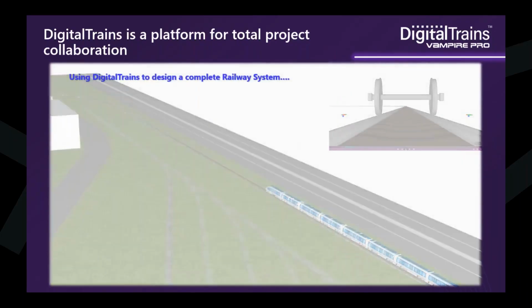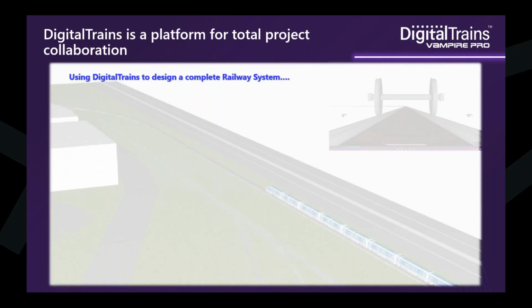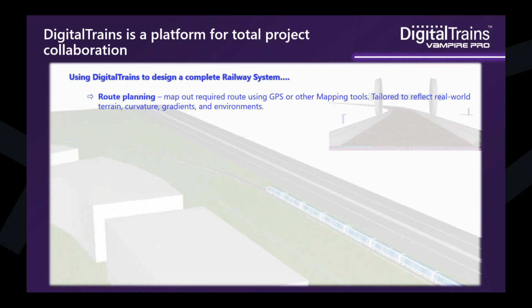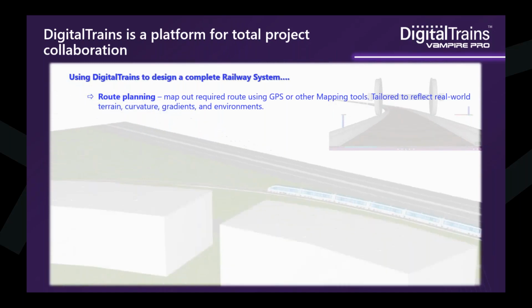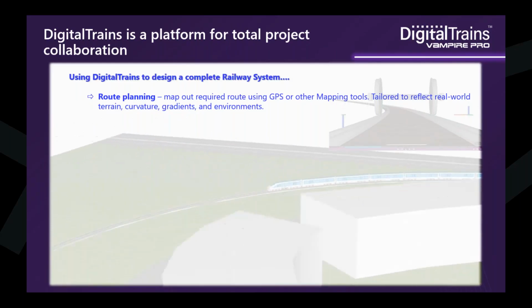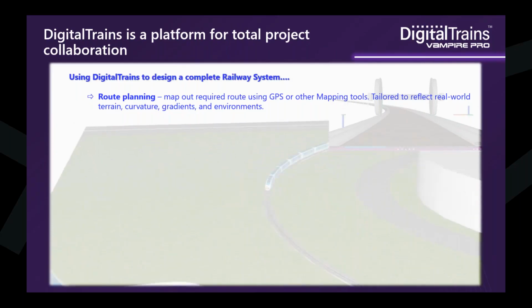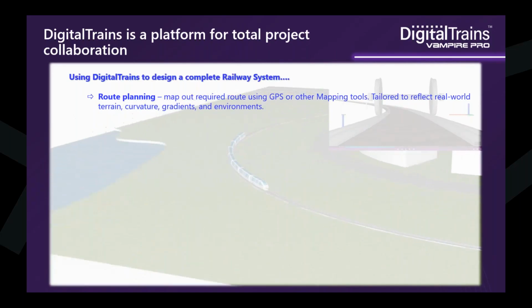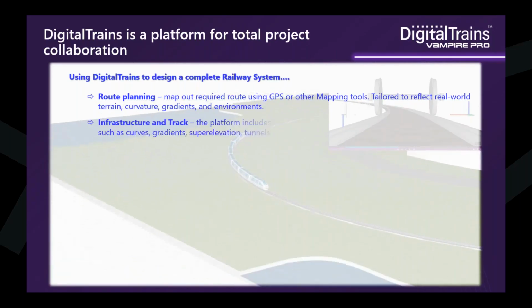So how can this collaboration be achieved through the many features within digital trains? So route planning, using the inbuilt mapping tools within digital trains, any route in the world can be digitally created in great detail with curvatures, gradients, etc., all included. We'll shortly touch on this in more detail and have some slides and examples of how this is created.